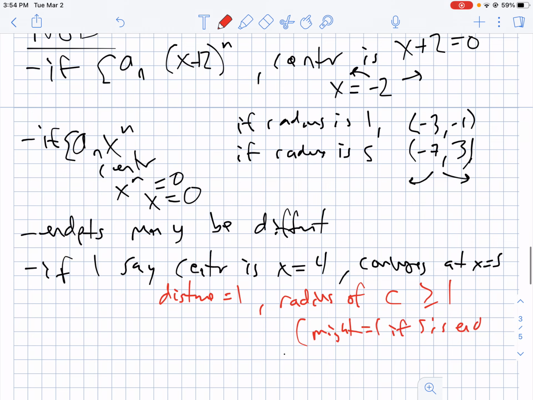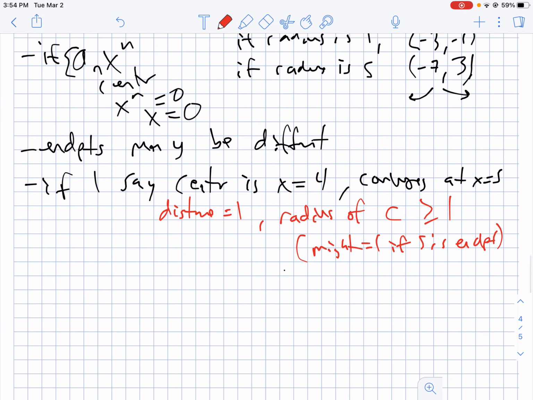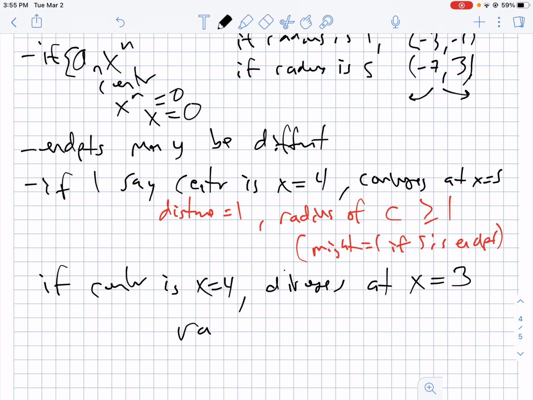But the radius must be at least 1 because it converges at a point 1 unit away from the center. And then on the other side of the coin, if I tell you that the center is 4 again, but it diverges at x equals 3, those distances of course are still 1 apart, that means my radius of convergence must be less than or equal to 1.